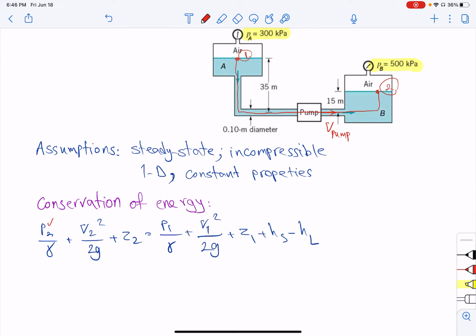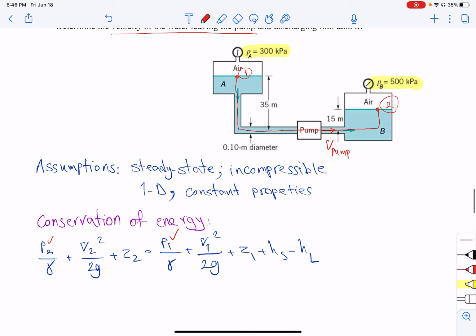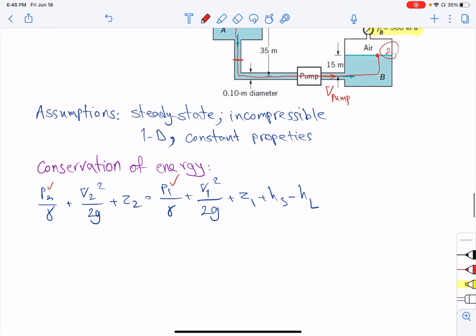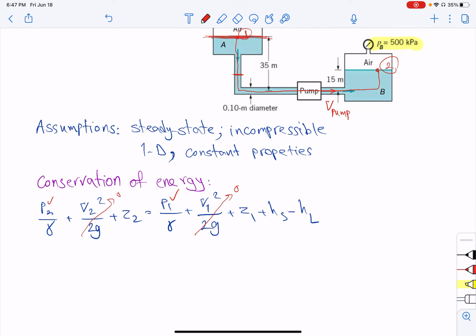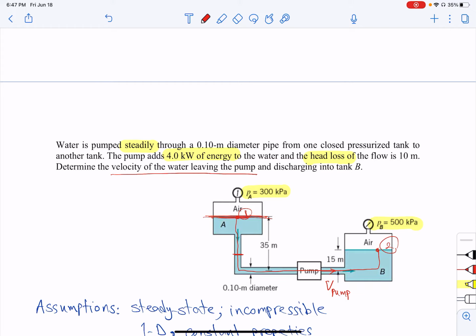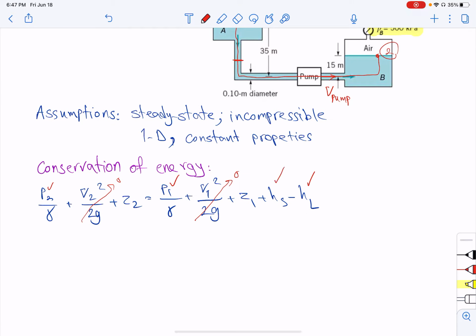So we have P2, we have P1, right? What else do we have? What about velocities? If we know that this is a large tank here and a small pipe here, then the way that we always do, writing down the conservation of mass, we can see that both V1 and V2 have kind of zero velocity. So these are going to be 0. And then let's see what else we have. We have HL. And also we have HS, right?